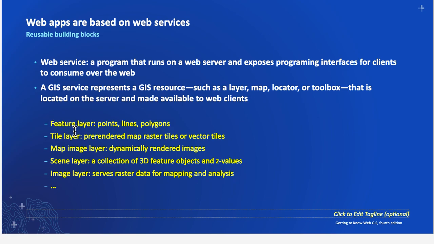And again, these are our operational layers. Feature layers include points, lines, and polygons, which is our vector data. And then image layer, this is referring to raster data, which are pixel-based imagery.